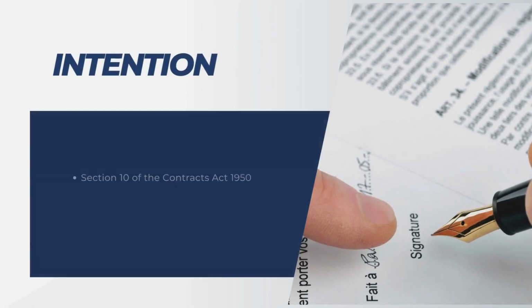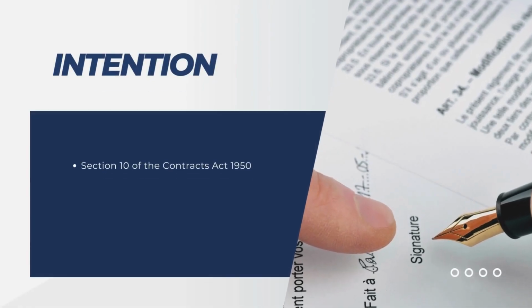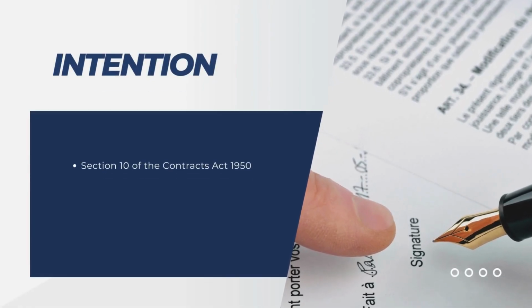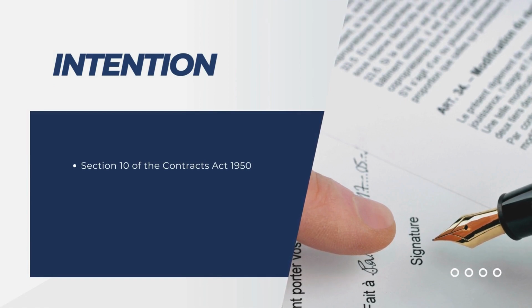The fifth principle is intention. The parties must have the intention to create a legally binding agreement. In Malaysia, contracts that are vague or uncertain in their terms, or where the parties do not intend to create legal relations, are not enforceable. These principles are set out in Section 10 of the Contracts Act 1950.